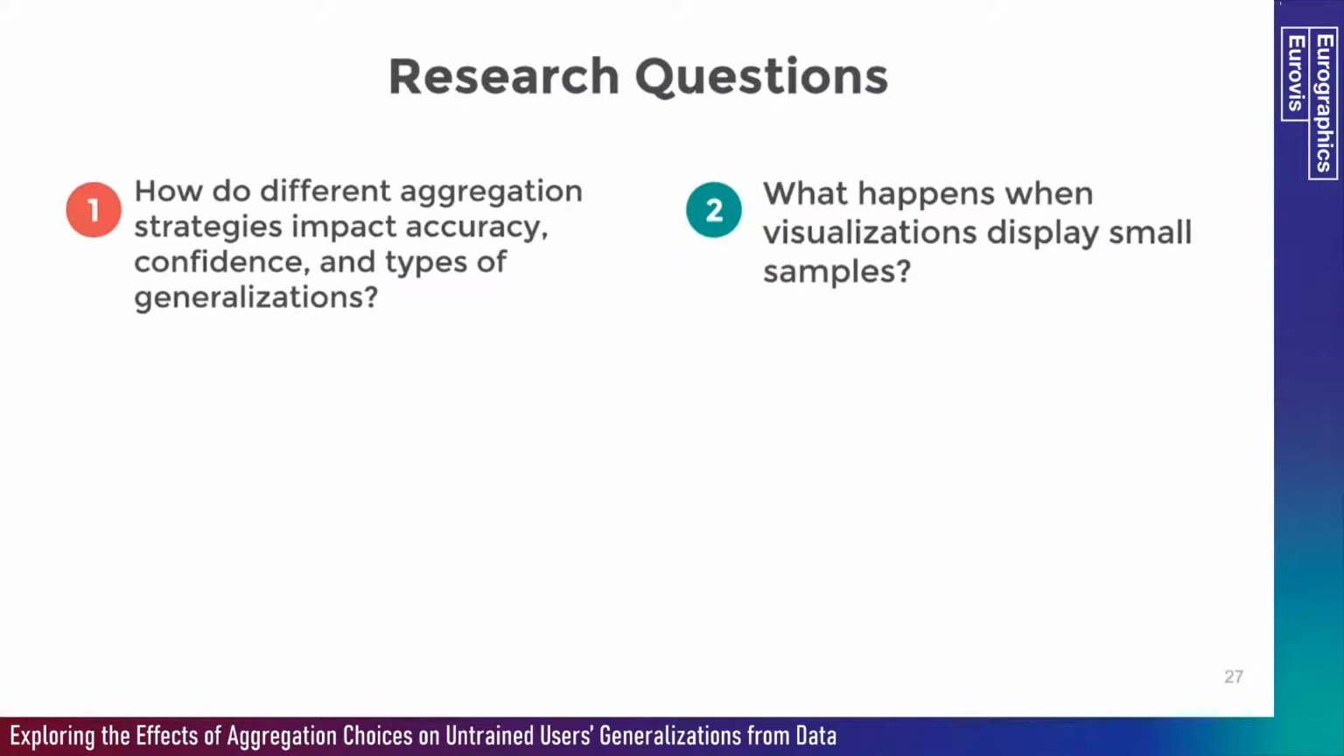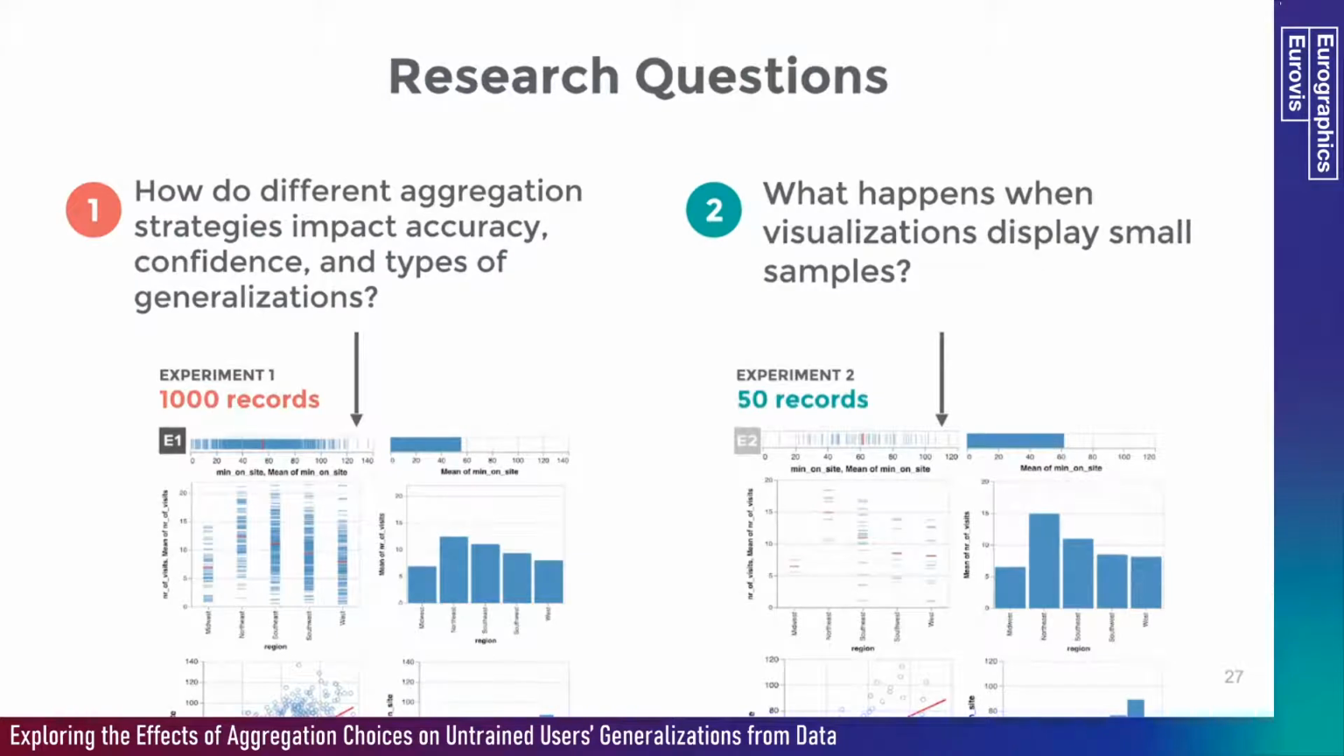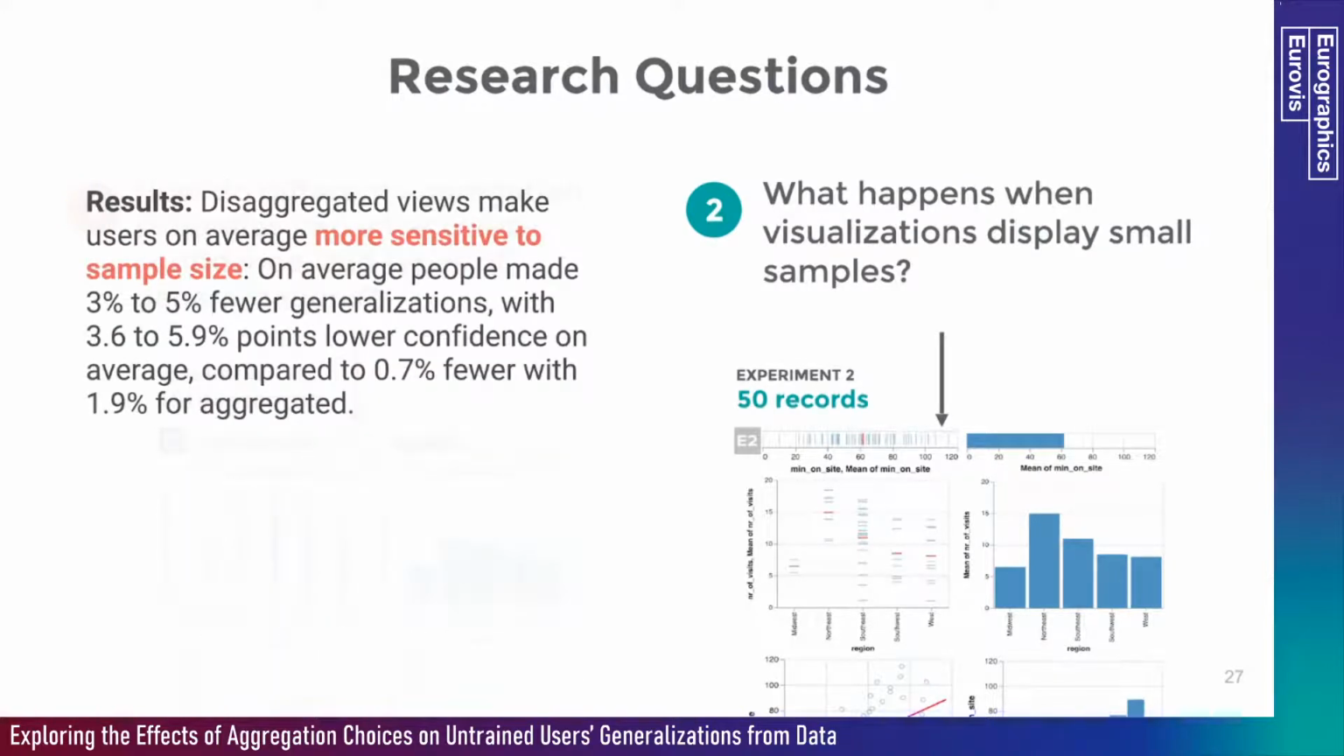For the purposes of this talk, I'm going to be very brief about our second study where we conducted the same procedure for our second experiment, with the exception that we displayed 50 records instead of 1,000. We wondered, what happens when visualizations instead display small samples? Do the differences we see for confidence, number of generalizations, and types of effects mentioned become larger or smaller? We find that disaggregated views make users on average more sensitive to sample size. On average, people make 3 to 5% fewer generalizations, with 3.6 to 5.9 points lower confidence on average, compared to about 1 to 2% for aggregated.